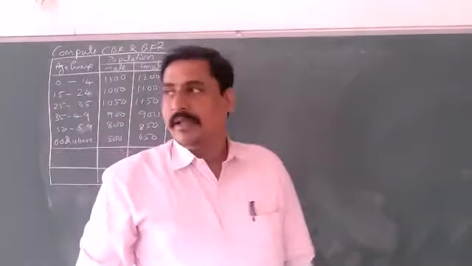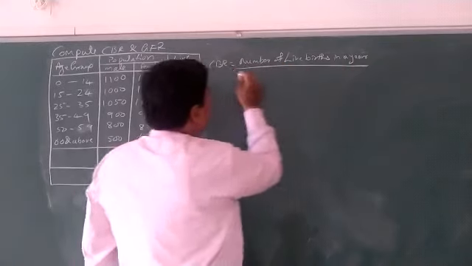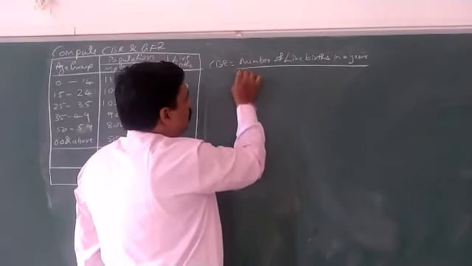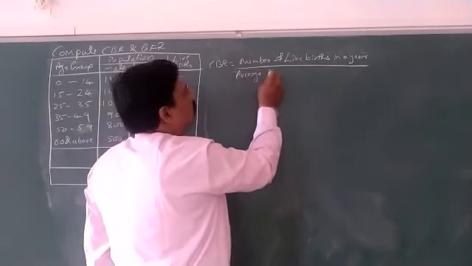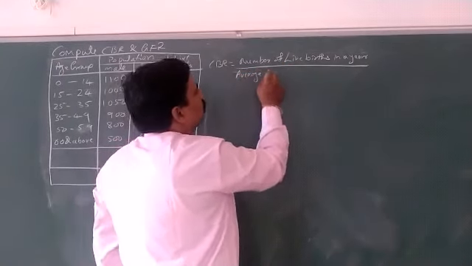So let us calculate CBR first. The formula for CBR is number of live births in a year divided by average population in the year, into 1000.